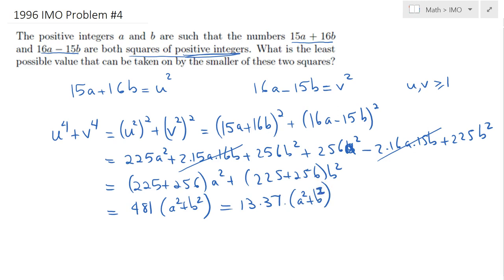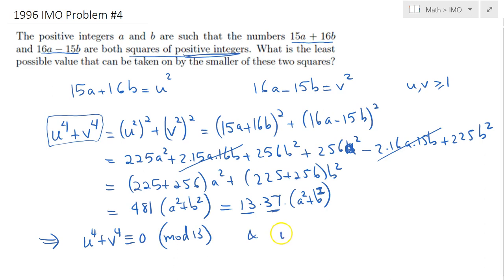Now I come to an important point. I just realized that u to the 4th power plus v to the 4th power is divisible by both 13 and 37. So this would imply that u to the 4 plus v to the 4, in modular arithmetic notation, is congruent to 0 mod 13, and u to the 4 plus v to the 4 is also divisible by 37.